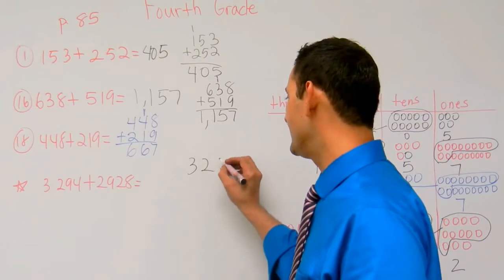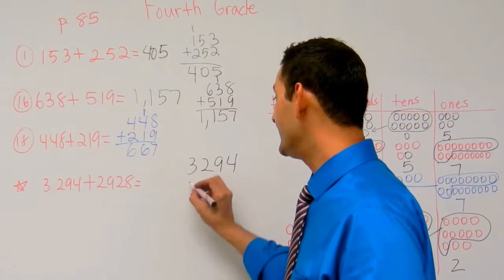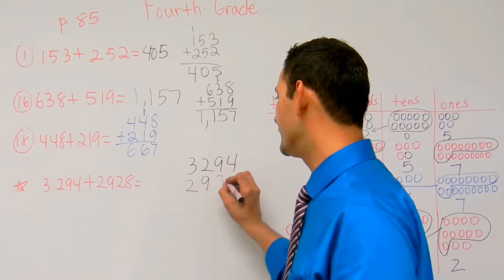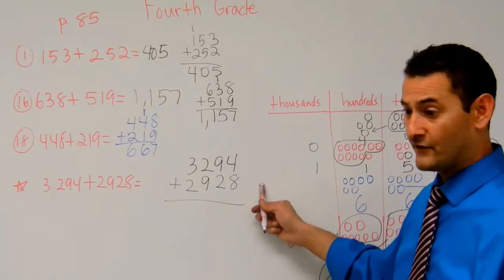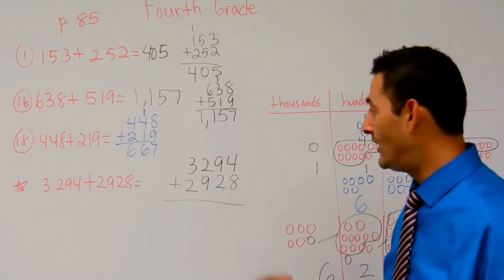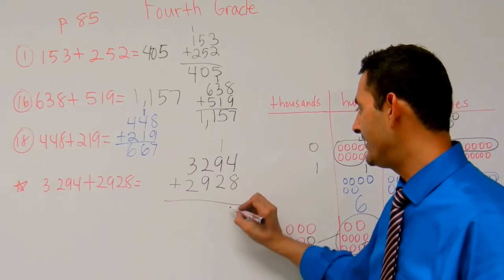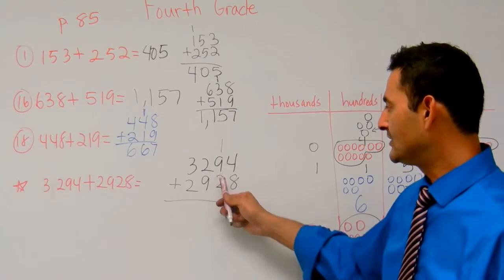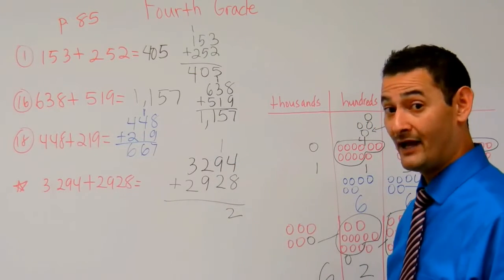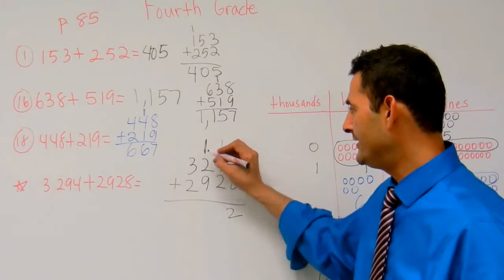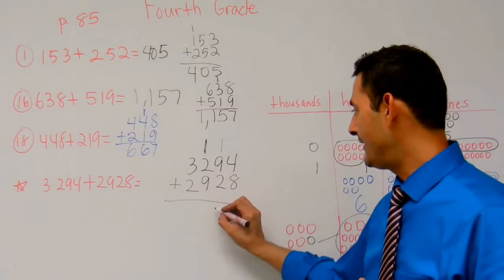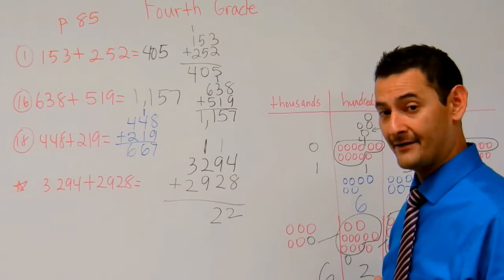Now let's go ahead and do it in the standard algorithm. So I have 3,294 plus 2,928. Let's look at the ones place first. 8 plus 4, that's 12 ones. I'm going to put 1 ten there, 2 ones there. 9 plus 2 is 11, plus 1 more is 12. I've got 12 tens. I'm going to put 100 there, and I'm going to keep 2 tens there.